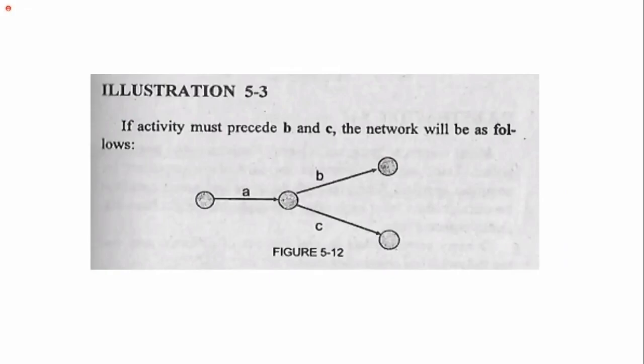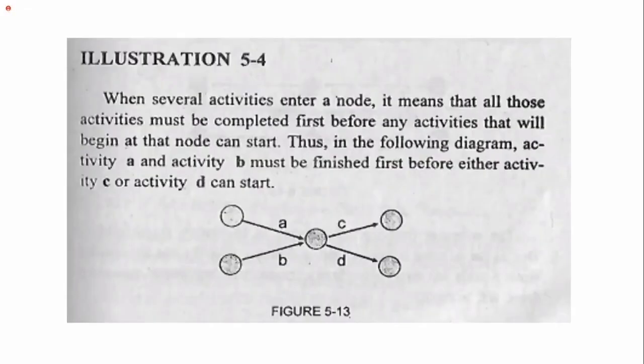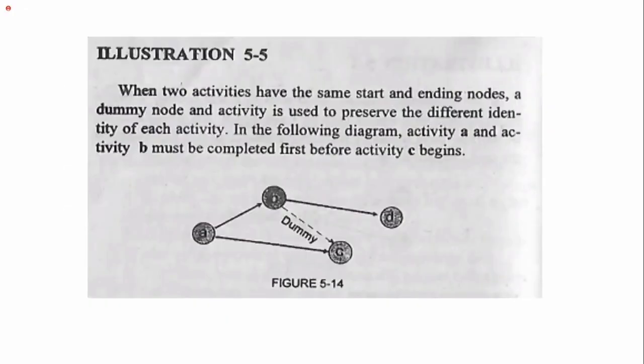And baliktad sa last illustration, if activity A must precede B and C, the network will be as follows. So baliktad. So if activity A daw, dapat mag-una sa B and C, ano yung network diagram. Balik naman, no? So when two activities have the same start and ending nodes, the dummy activity is used to preserve the different identity of each activity.